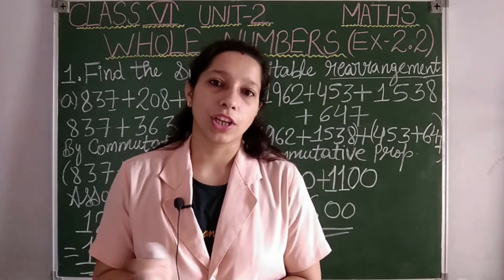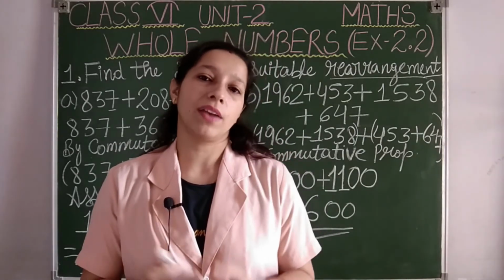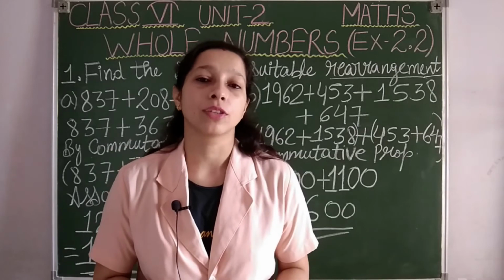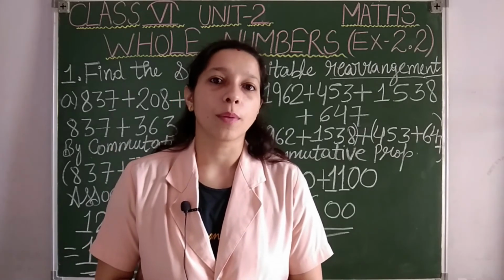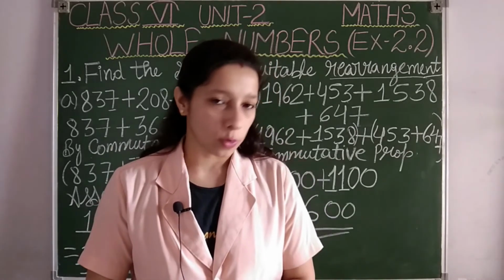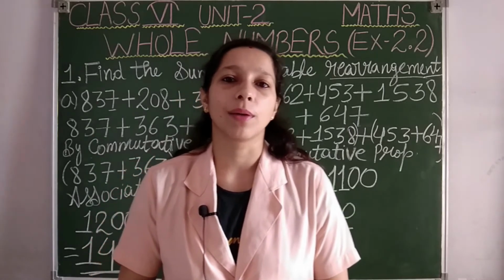So this was your question number 1 from exercise 2.2. Here we have found the sum by suitable rearrangement using the properties of whole numbers. You can note it students, and let's see question number 2.